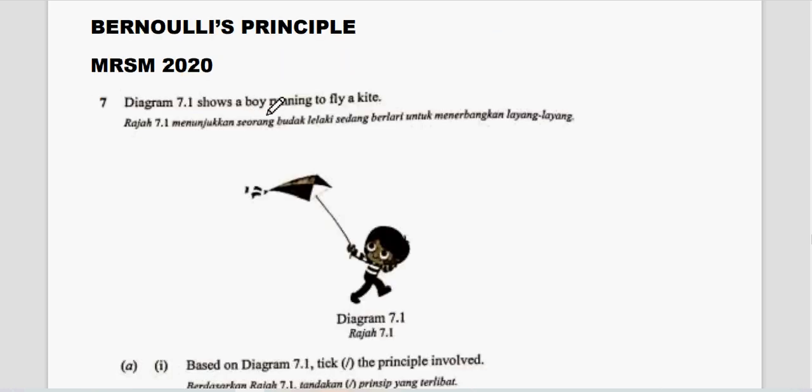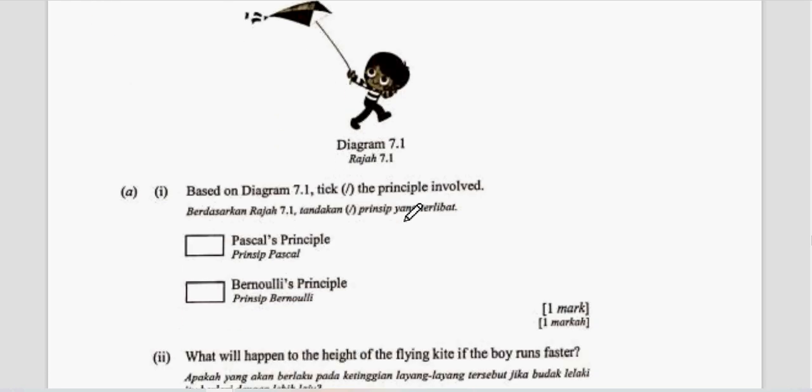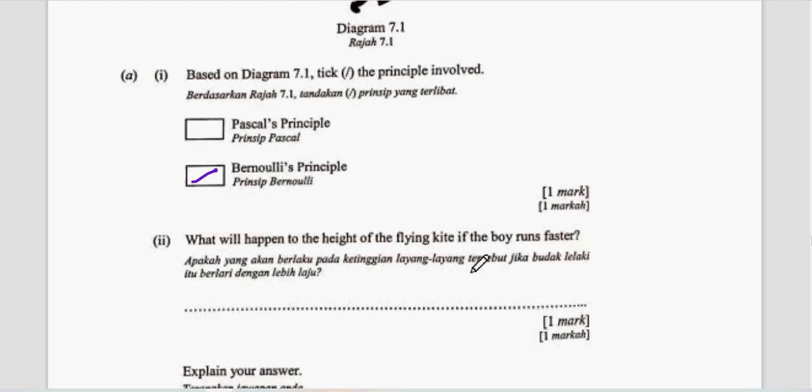Bernoulli's principle, MRSM 2020, diagram 7.1 shows a boy running to fly a kite. Based on diagram 7.1, tick the principle involved. This one memang jawapan Bernoulli's principle. And then what will happen to the height of the flying kite if the boy runs faster? The answer will be higher. So the height increases. Explain your answer.